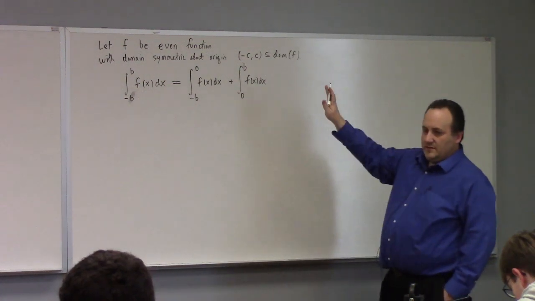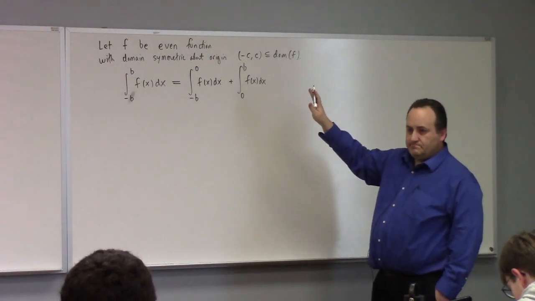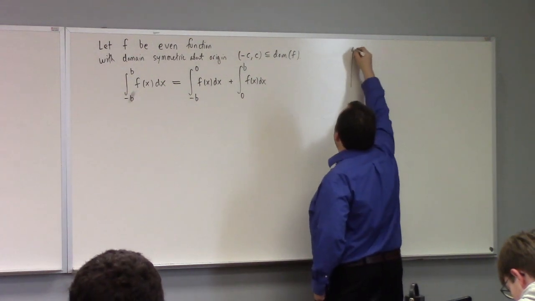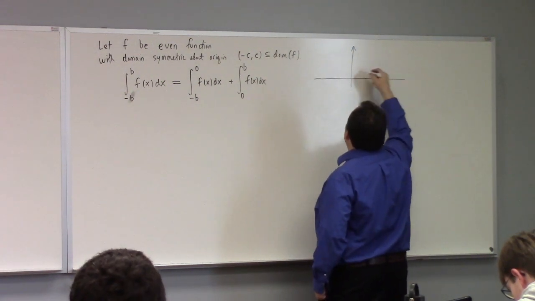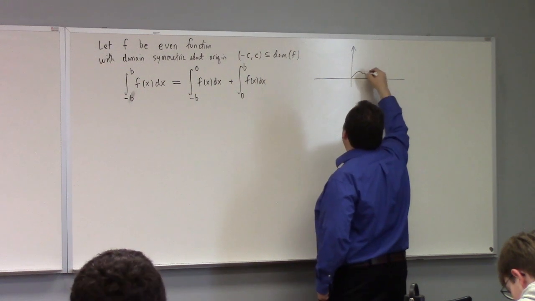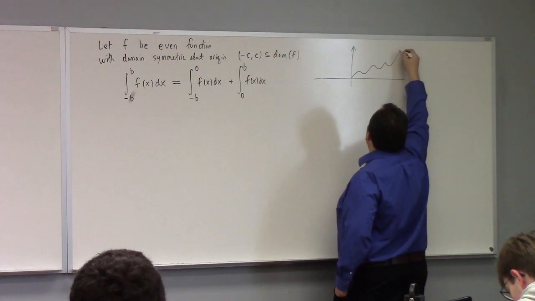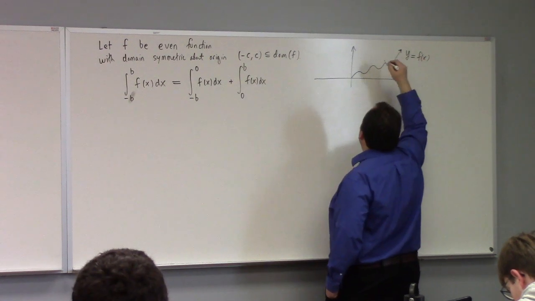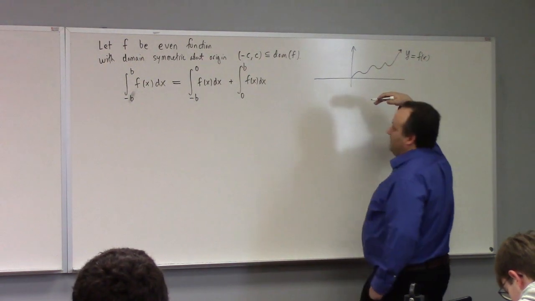First of all, that's just like a basic property of the integral, right? Let me draw a picture of what's going on here. So if f is even, what's it look like? If this is the graph, what does the other half of the graph look like?